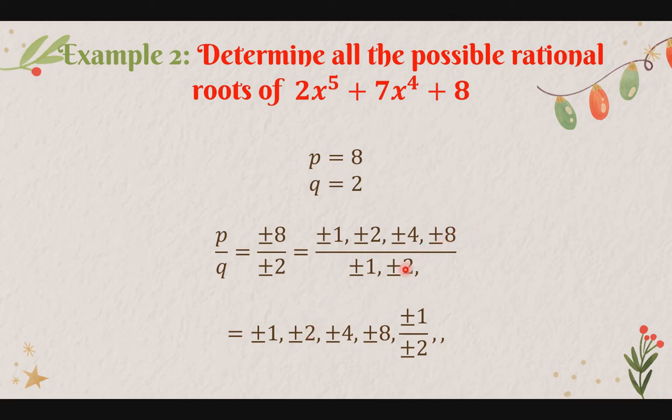Next, 8 over 2 is equal to 4. May 4 na, given na, so hindi na natin yun isusulat. Therefore, ang set ng possible values ng ating rational roots ay ito po: positive negative 1, positive negative 2, positive negative 4, positive negative 8, and positive negative 1 over positive negative 2.